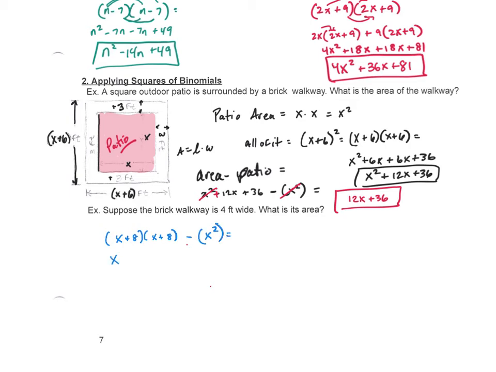So when I multiply this out, I have x squared plus 8x plus 8x plus 64 minus x squared, and x squared minus x squared will cancel out, and therefore I end up with 16x plus 64, and that is the area of the walkway. There you go. So I took the information that I did know, came up with a polynomial, and then subtracted the information, and came up with the two formulas here for the area of the walkways.